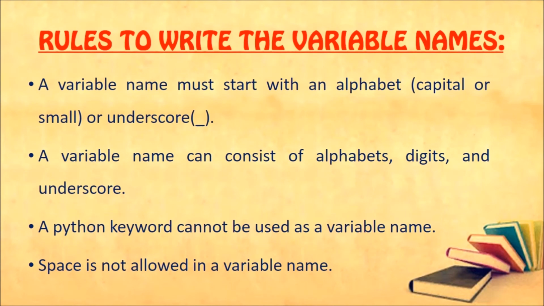So these are some rules of writing variable names. The first rule is a variable name must start with an alphabet, capital or small, no problem, or it can be an underscore. The second rule is a variable name can consist of alphabets, digits and underscore also. A Python keyword cannot be used as a variable name, and space is not allowed in a variable name, my children. So these are the rules to write variable names.